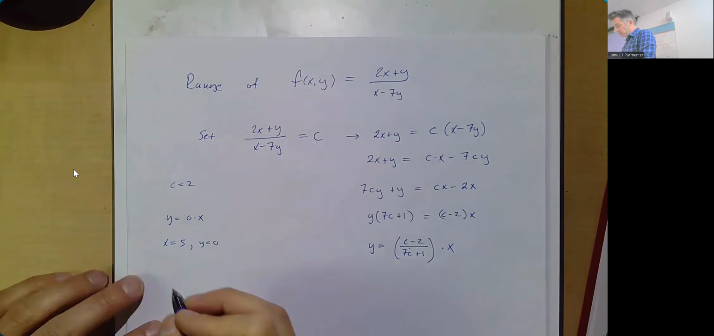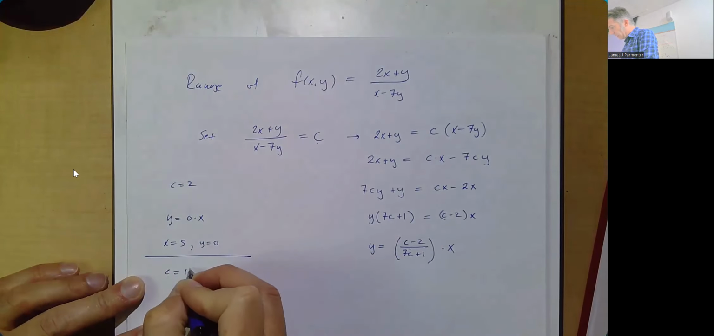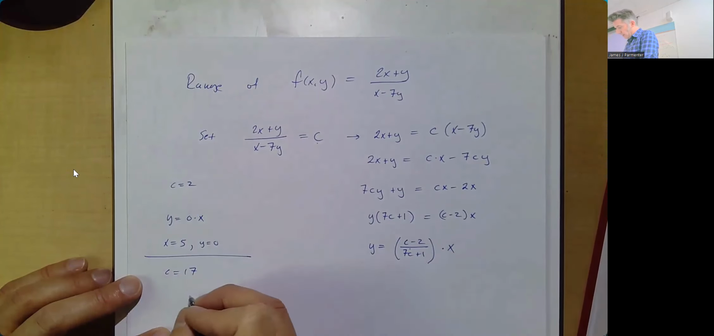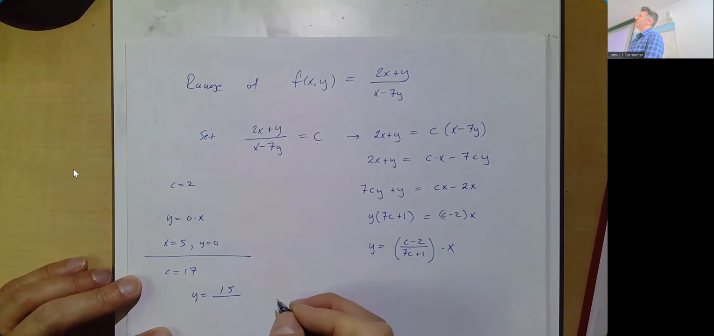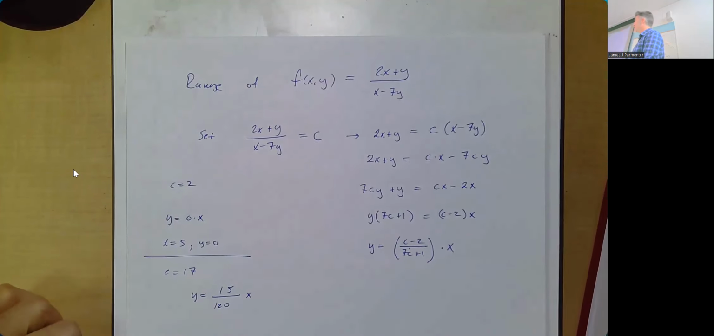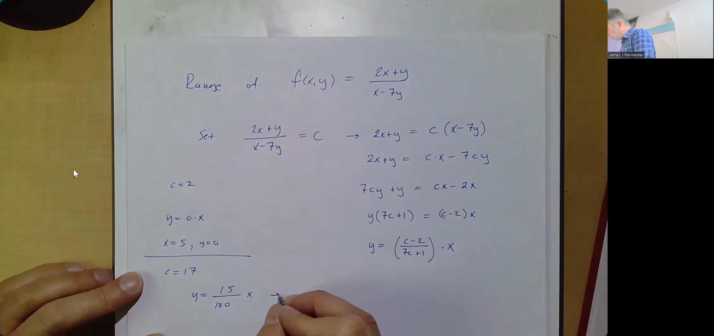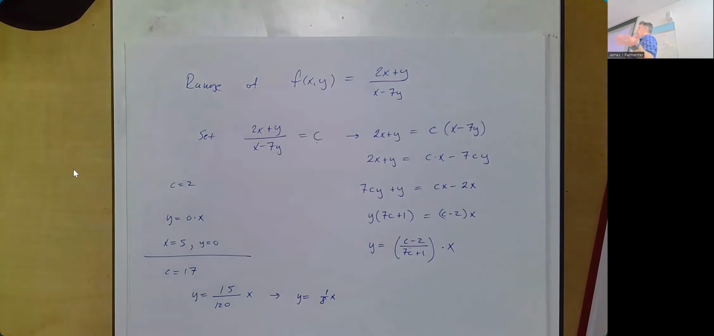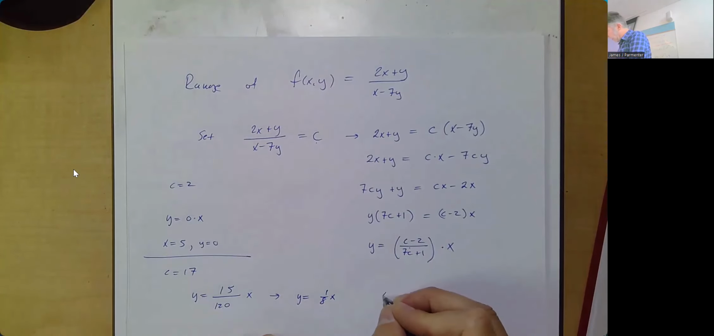If I pick something else, like, I don't know, c equal to 17, the same story. I'm just going to throw my 17 in for c there and say that y is equal to 17 minus 2 over 7 times 17 is 119 plus 1 is 120, times x. And that actually reduces to 1/8, I think. Yeah. Not that you need to do that. But then you can pick any x and y value that you like that satisfy that equation. So for example, I could pick x equal to 8 and y equal to 1.